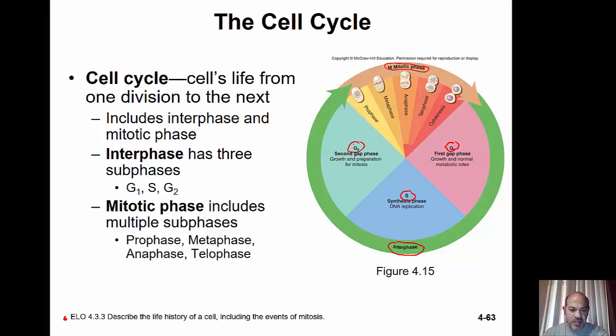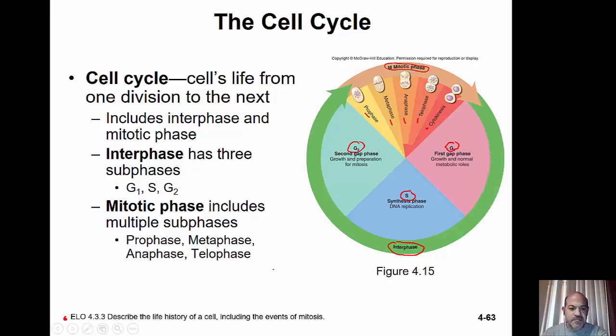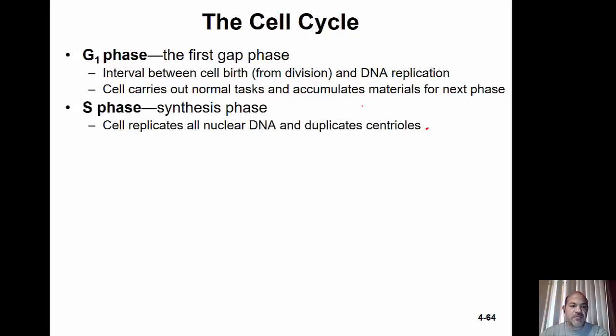The mitotic phase includes its subphases, and those include prophase, metaphase, anaphase, telophase. And then, not part of actual mitosis, which is the division of the nucleus, here we have cytokinesis, in which the entire cell divides. So during G1, which is the first gap phase, this is the interval between cell birth and DNA replication. So when the cells divide, the cell is going to grow. It's going to carry out its normal tasks and accumulate materials for the next phase. The next phase is S phase, which stands for synthesis.